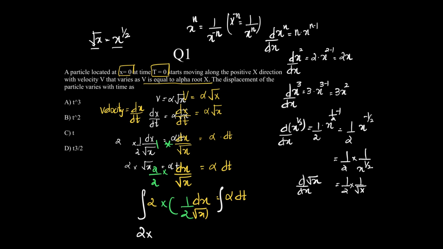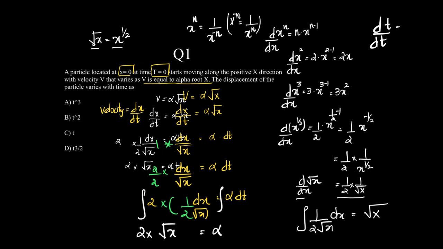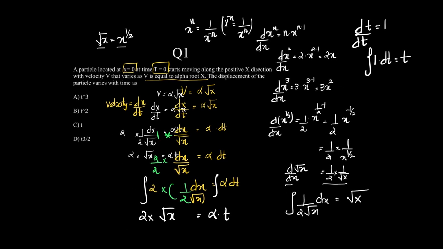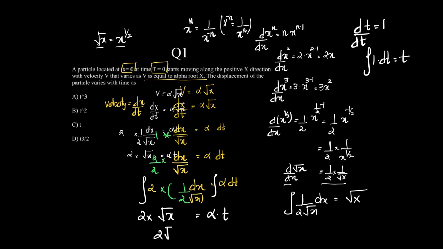So what we get is 2 into integral of 1 by 2 root x dx. See, if d by dx of root x is 1 by 2 root x, what is the integral of 1 by 2 root x dx equal to? It will be equal to root x. So this whole LHS becomes 2 into root x is equal to alpha into, see, d by dt of t is equal to 1 implies integral of 1 dt is equal to t. So this will become alpha into t. Therefore, we get the relation as 2 root x is equal to alpha t.